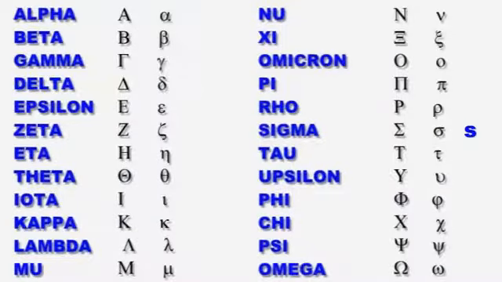So we have Alpha to Omega. We have 24 Greek letters, like I said before. And I'm going to try to make this as fun as possible because Greek lessons are like learning Greek. I mean, let's just face it.